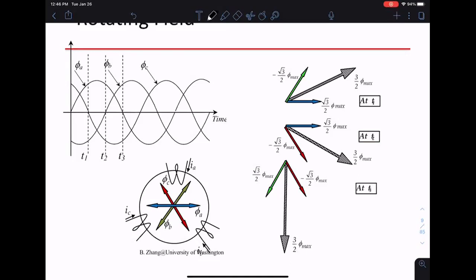Whether it's generating power or consuming power is basically determined by whether it's faster than the synchronous speed or slower than the synchronous speed. That's what determines whether it's generating power or consuming power. Otherwise, there's no difference at all for this kind of machine.